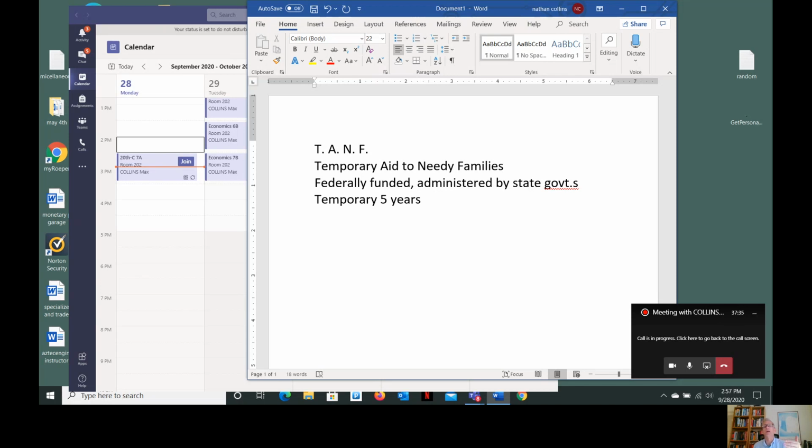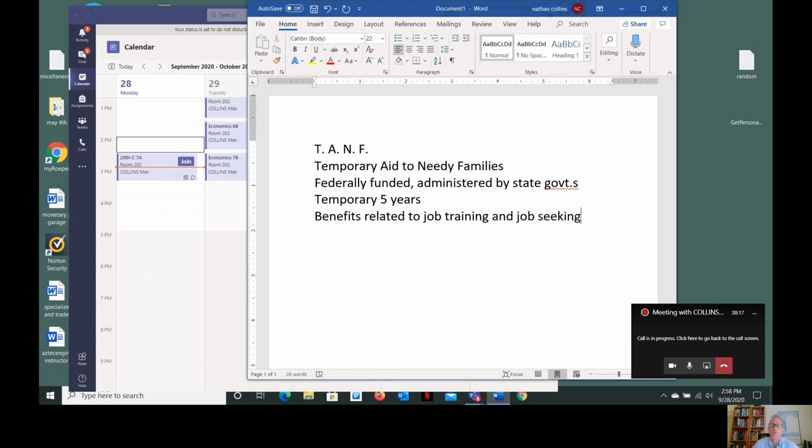This was a difference between TANF and the earlier program, and that's deliberate. The idea is that a family receives the assistance, but they know it's only for a limited time, which is going to motivate folks to try to improve their own economic situation. Also related to this, the benefits for TANF are very much related to both job training and job seeking.